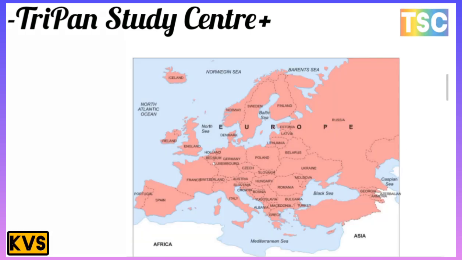Here is a map of present day Europe, and here are Africa and Asia and Europe. This is an important map on your screen.